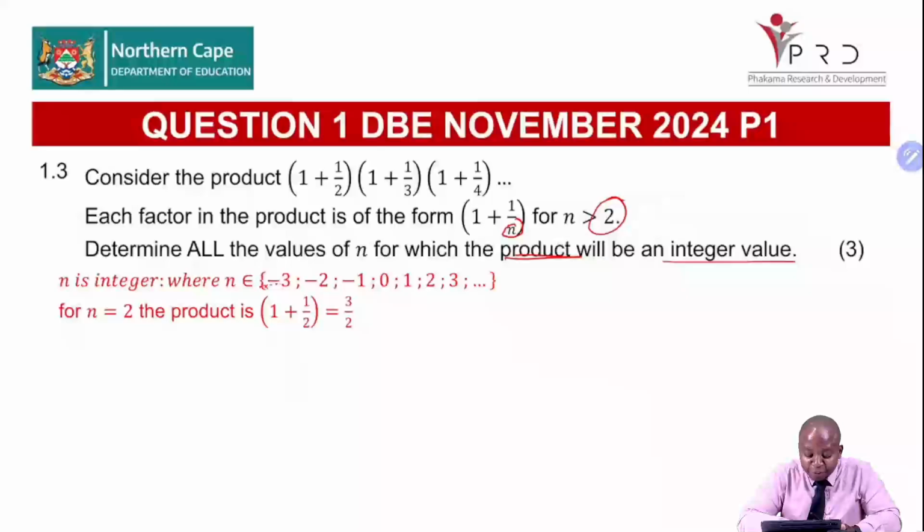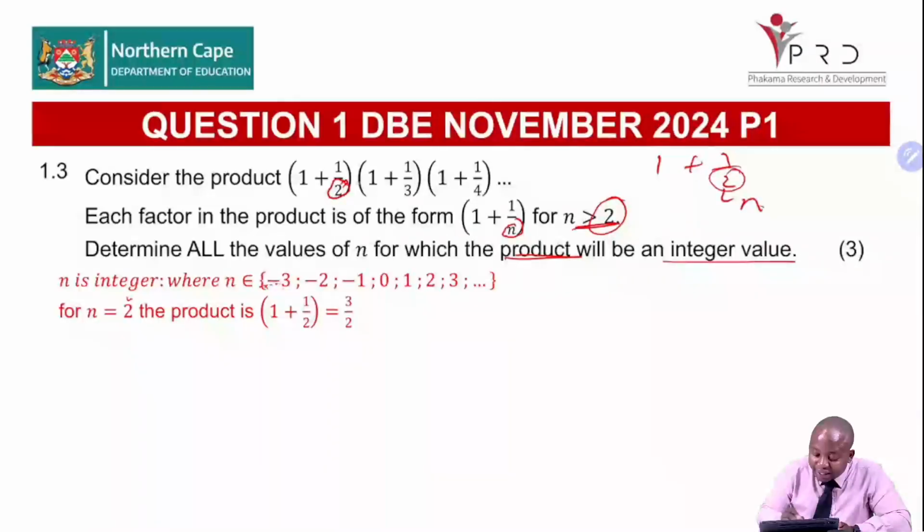So let's check the first product when n equals 2. Remember, n must start from greater than 2. So the product is 1 plus 1 over n, where n is 2. Remember, this is my n because this is 1 plus 1 over 2. So when n is 2, I then have 3 over 2. Right. Is 3 over 2 an integer? No, it is a decimal there. Remember, integers will be a whole number like 3. So when n equals 2, the product is not giving me an integer.